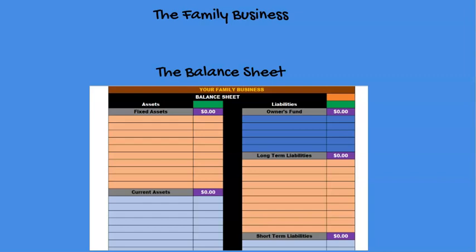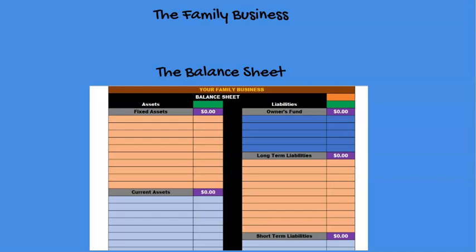So the structure of a balance sheet is pretty simple. You basically have two columns, your assets and your liabilities. On the left side, the assets are broken up into two different categories. Your fixed assets, which is basically your long-term assets, like your house. Cars could be fixed assets. Anything that's going to take you longer than a year to pay off will be considered a fixed asset.